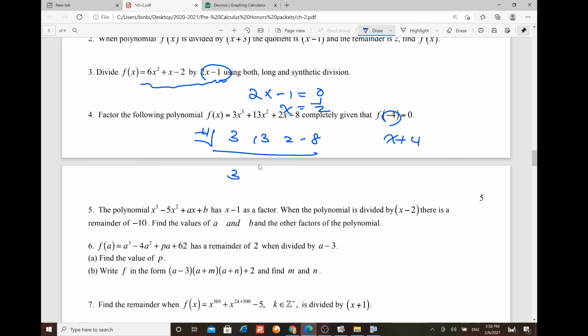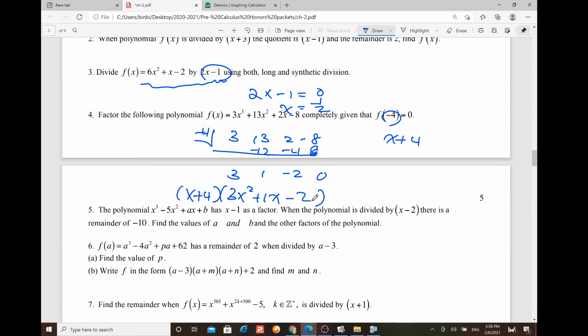So 3, bring it down. 3 times -4 is -12. Combine it with 13, so we get 1. 1 times -4 is -4. Plus 2, so we get -2. Then -2 times -4 is exactly 8. So -8 plus 8 is 0. So the new quotient, as you can see, is 3x squared plus 1x minus 2, and then the original divisor, x plus 4.